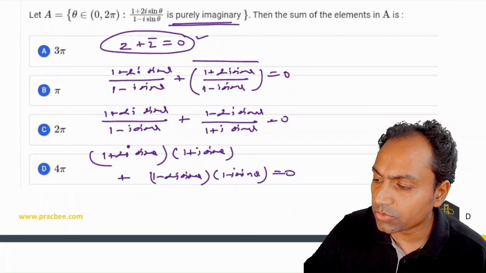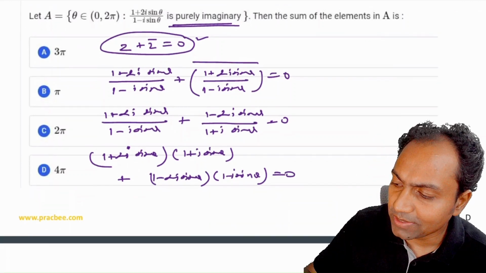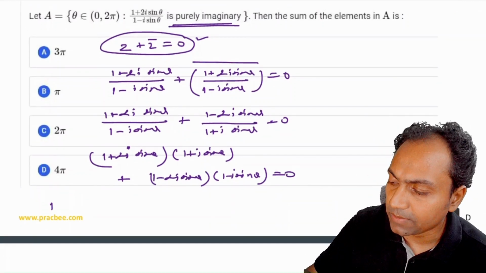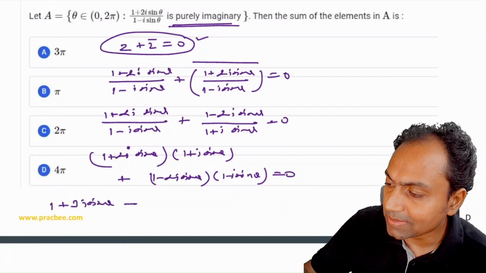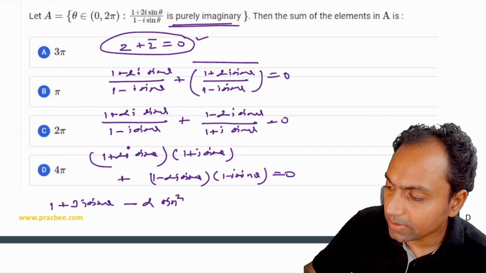Now what I need to do is simplify this. If I simplify the first part, what I get is nothing but 1 plus 3i sine theta minus 2 sine square theta.